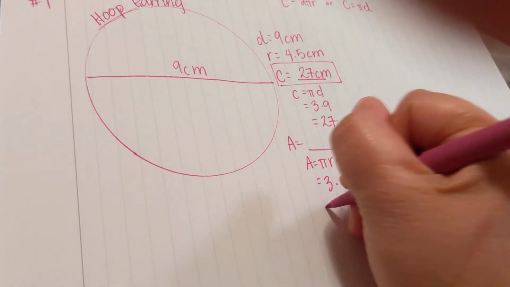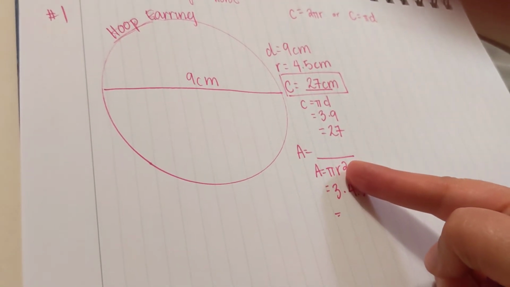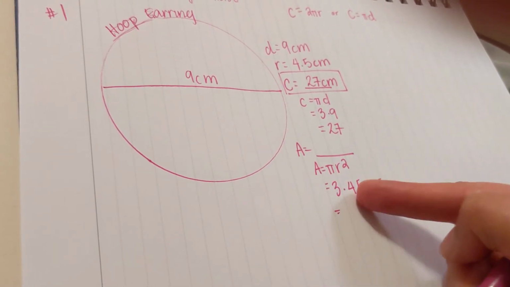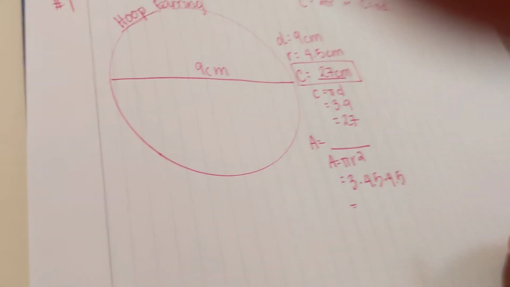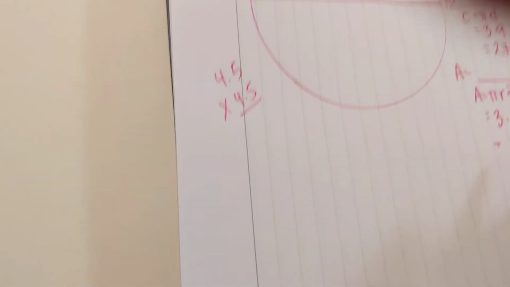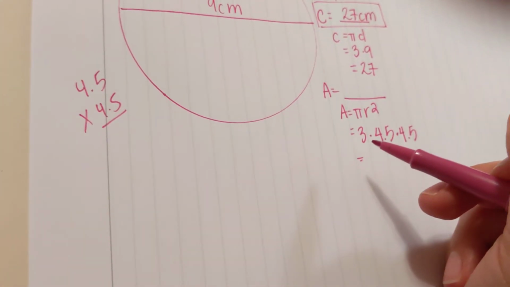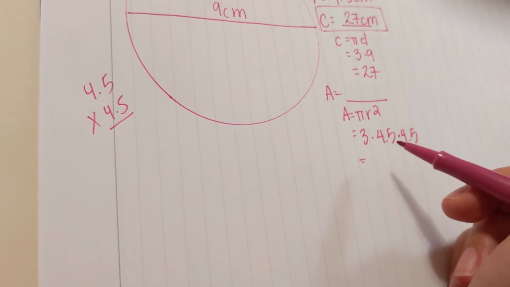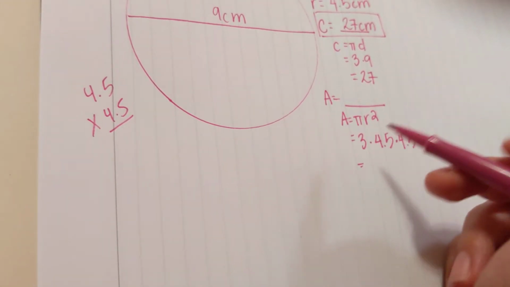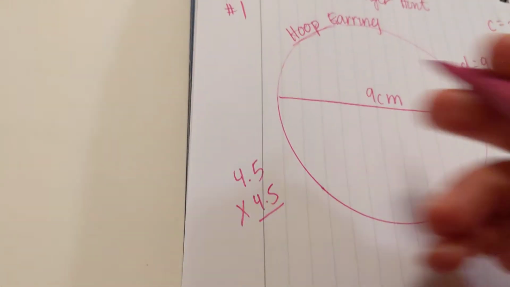Remember, this exponent right here, that 2, means you're multiplying it by itself 2 times. So I'm going to go ahead and multiply this 4.5 times 4.5 first. Remember, it doesn't matter what order you multiply. You could do 3 times 4.5 or 4.5 times 4.5 and then times 3. Which is what I'm going to do actually.